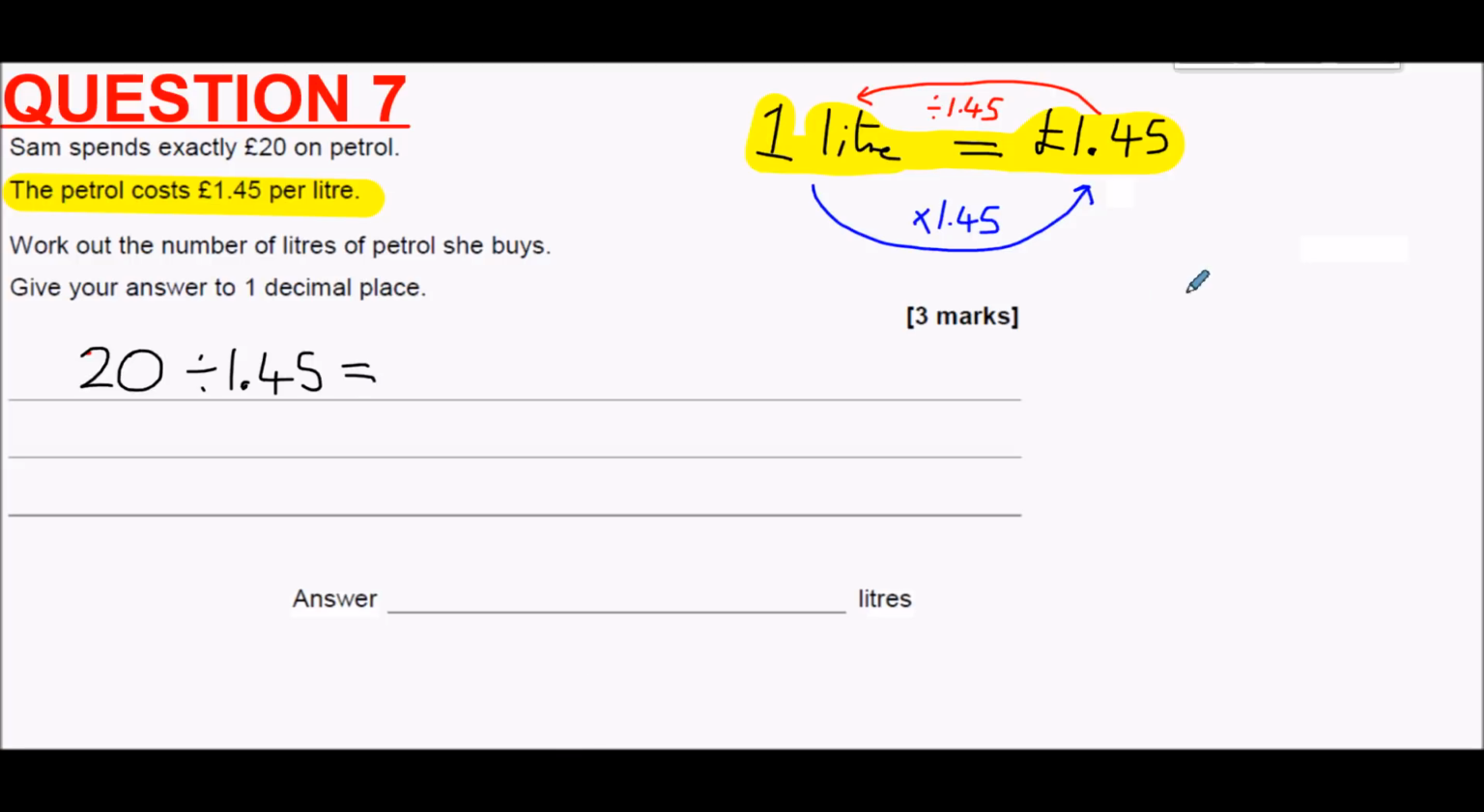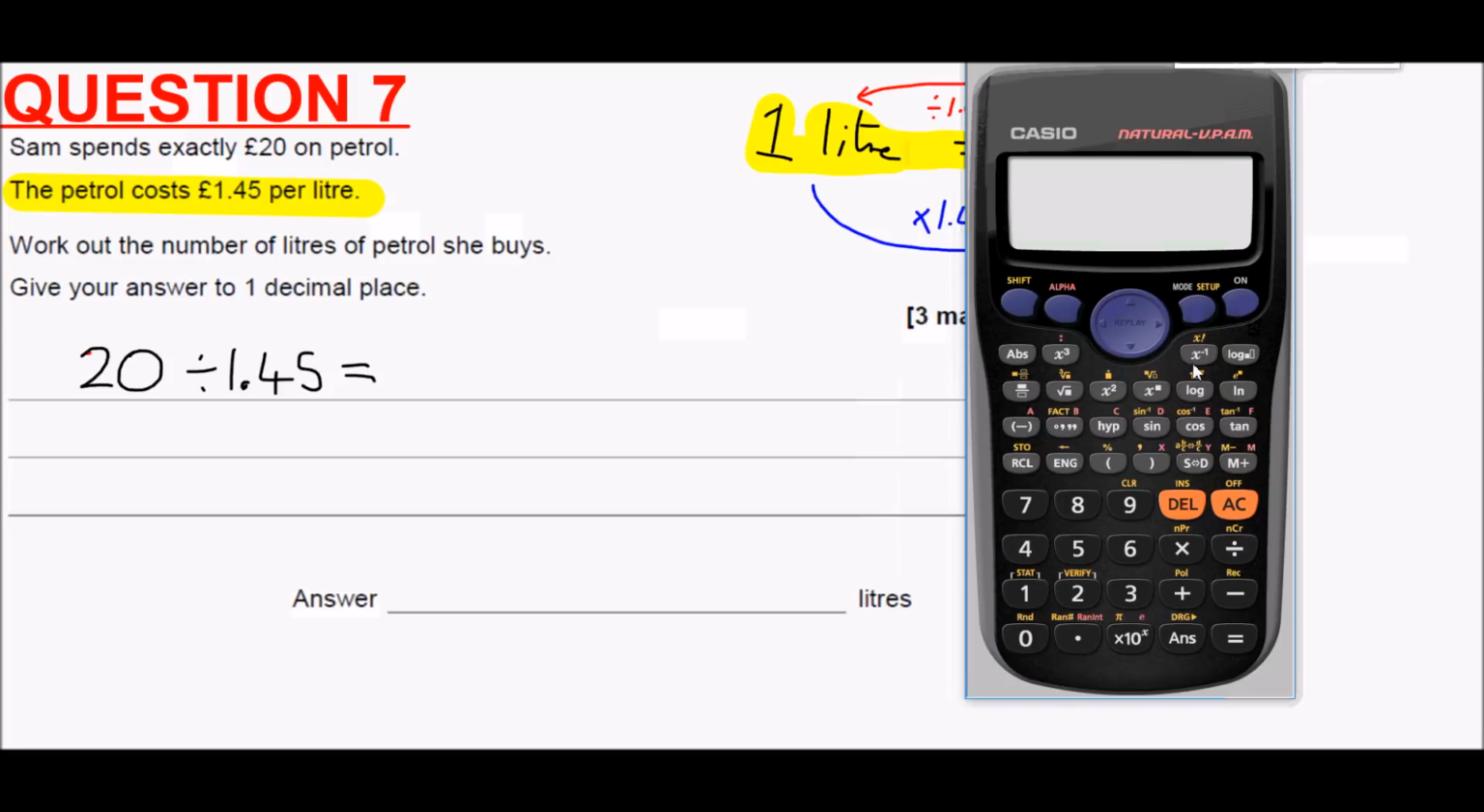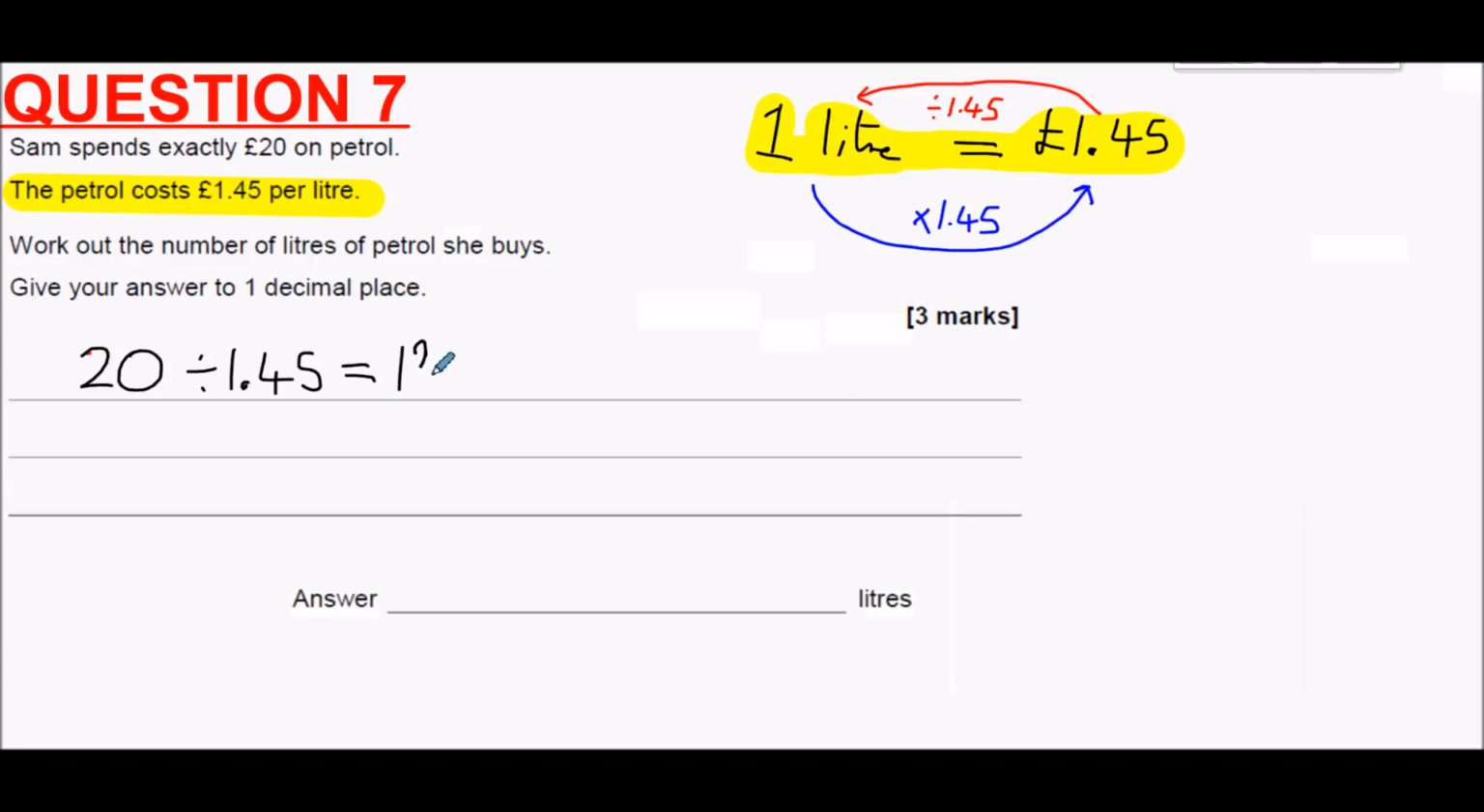and asking our calculator nicely for an answer. 20 divided by 1.45, 13.7931, and so on.